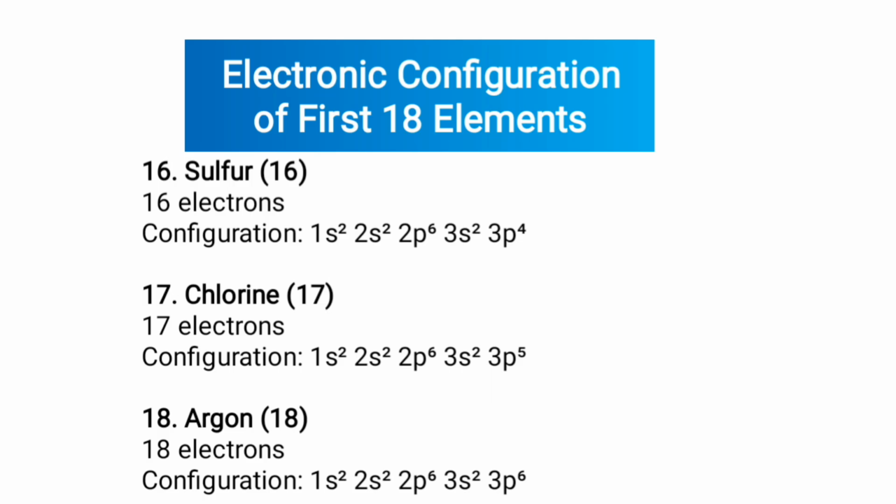Number 17 is chlorine, which has 17 electrons and its configuration is 1s2, 2s2, 2p6, 3s2, 3p5. And number 18 is argon, which has 18 electrons and its configuration is 1s2, 2s2, 2p6, 3s2, 3p6. This is the electronic configuration of the first 18 elements. These electrons are filled on the basis of the Aufbau principle, Pauli exclusion principle, and Hund's rule.